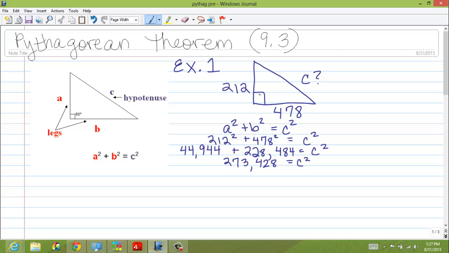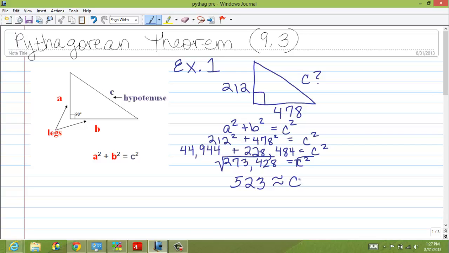Okay, and so we're trying to figure out what c is. We know what c squared is, but we don't know what c is. In order to figure out c, we have to do the inverse operation. The opposite of something being squared is to find the square root. So we need to take the square root of both sides. That's how we're going to get c. And we're going to get a decimal, but we're going to round to the nearest whole number. And so we get approximately 523.